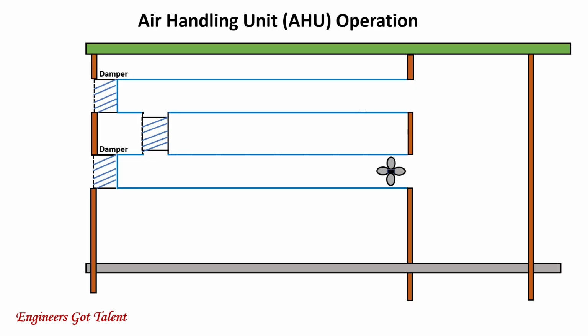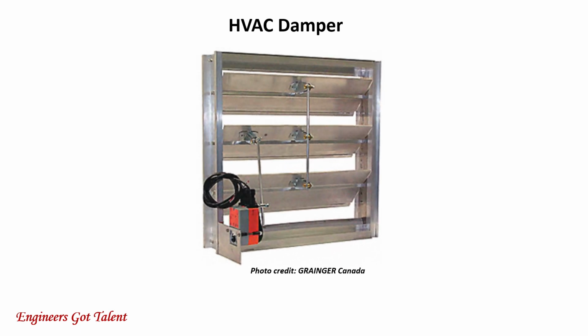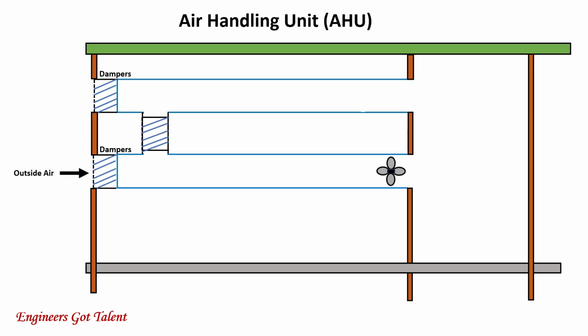So this is how the air handling unit, or AHU, works. Outside air is drawn inside the AHU and goes to the damper. This is a picture of a damper. A damper has movable plates that regulate the amount of air going inside the AHU.